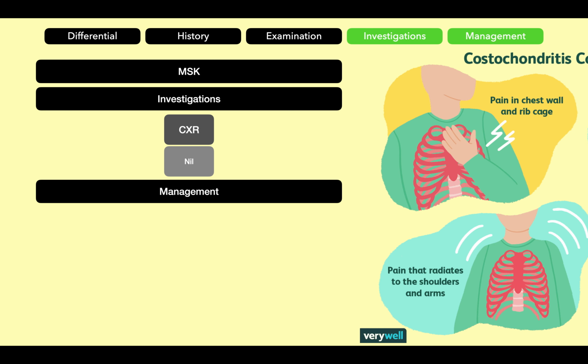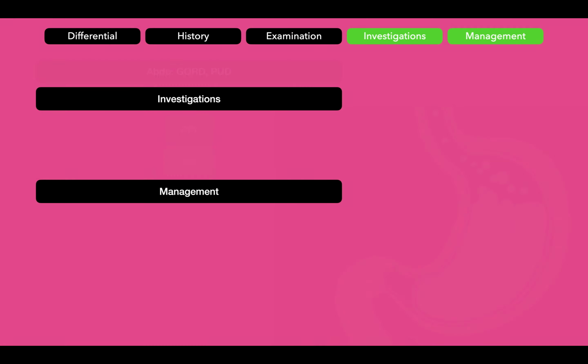Now, for costochondritis, MSK, you're going to do a chest x-ray just to make sure that you're not missing anything particularly nefarious. But the management is something simple. It's just NSAIDs and rest if it's MSK. MSK is usually a diagnosis of exclusion. Okay, it's not anything that we're worried about on MAP, therefore MSK.